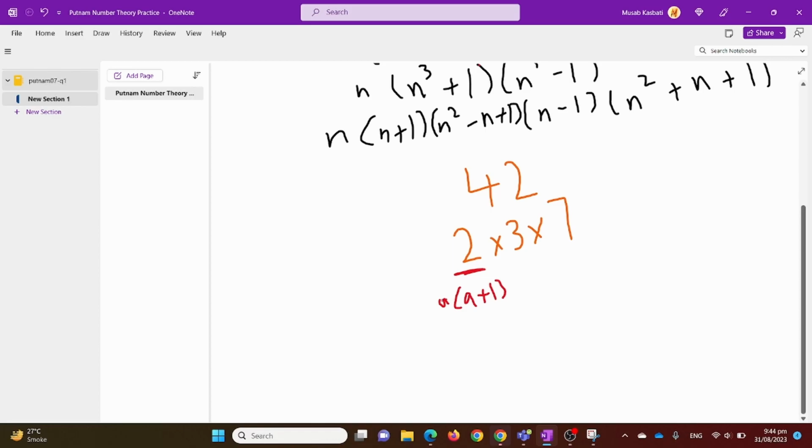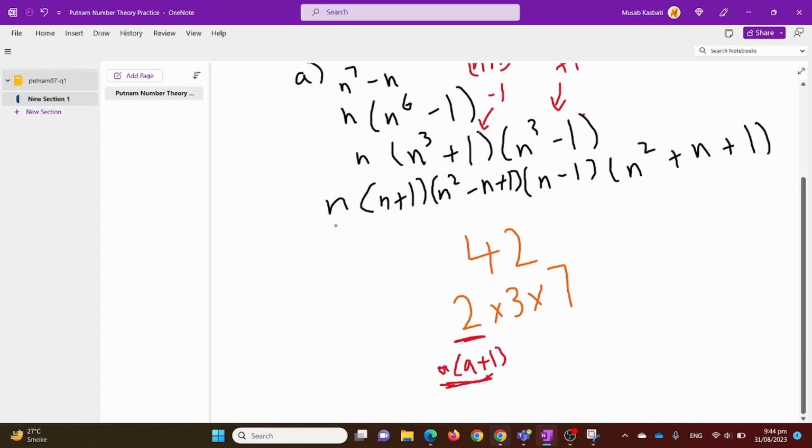If these are two consecutive numbers, then one of these is going to be even, by a pigeonhole principle per se, right? So either a is odd, but if a is odd, then a plus 1 is even. So the overall thing is even. Or a is even, in which case, again, the overall thing is even. So what that means is that we have two consecutive integers, and the overall result is even.